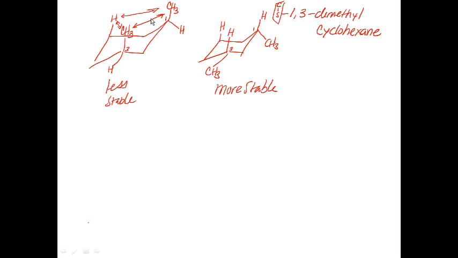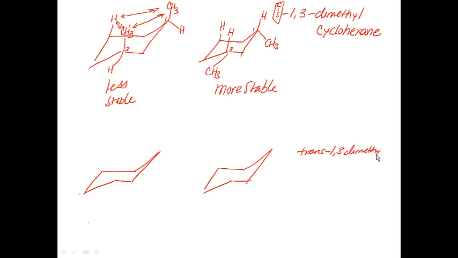Can you do this for trans? Let's write the two possible conformations of trans 1,3 dimethyl cyclohexane. I'm going to use the same approach. Carbon 1, axial equatorial. Carbon 3, axial and equatorial. Let's put the first methyl group axial. Then let's put it equatorial.